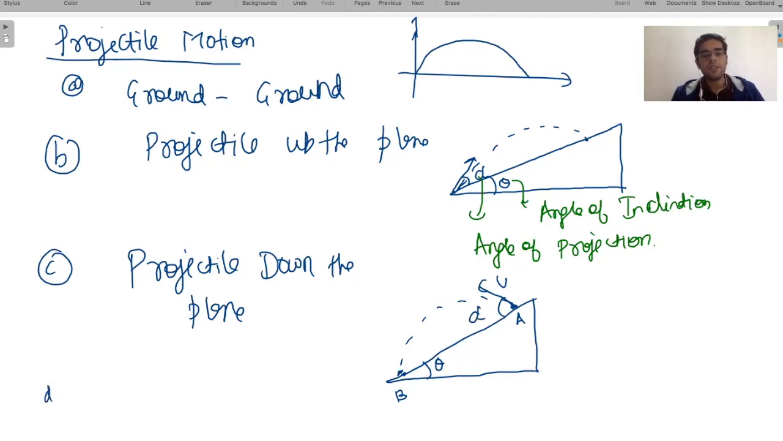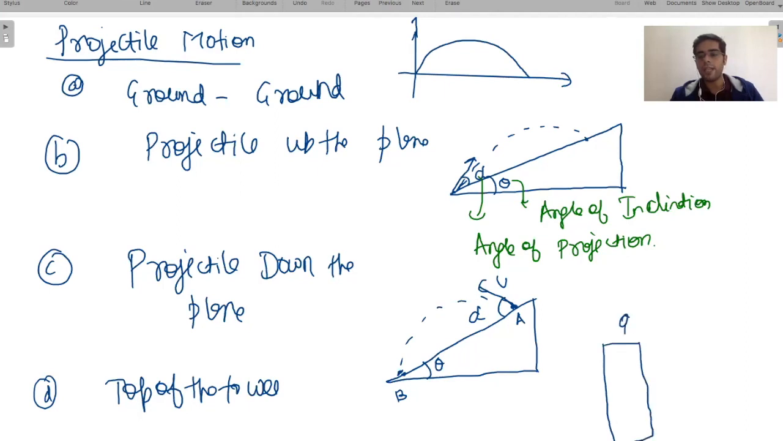Then there is one more variety of projectile motion, which is from the top of the tower. As if you're standing on a building, and you're throwing the ball either horizontally, so it will take this trajectory, or you are throwing the ball up. It could be anything, either you're throwing horizontally or you're throwing at an angle theta with the horizontal. So now how would you study this topic?